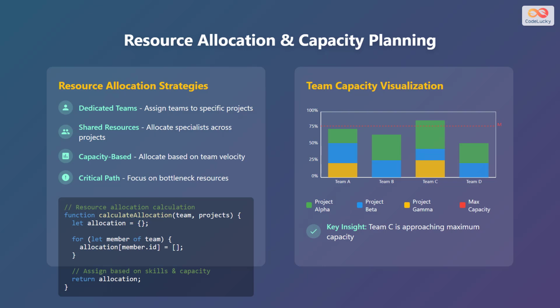Now, let's understand a resource allocation calculation through a function. The function takes the team and projects as inputs. For each team member, allocations are assigned based on skills and capacity.